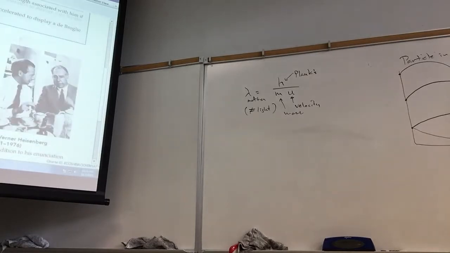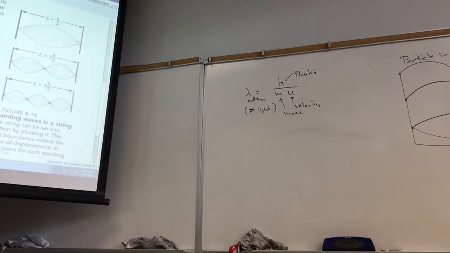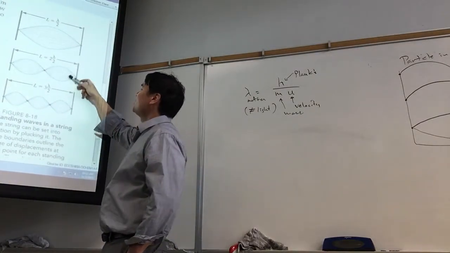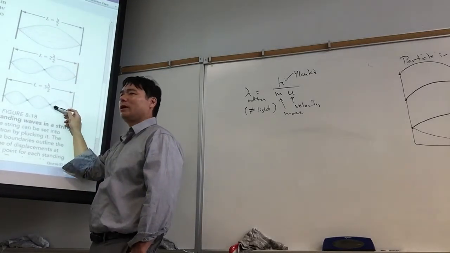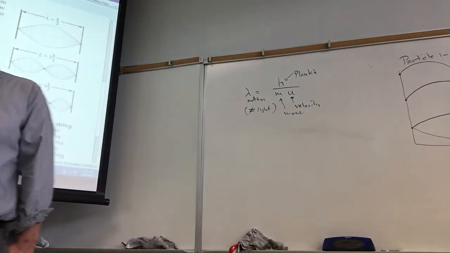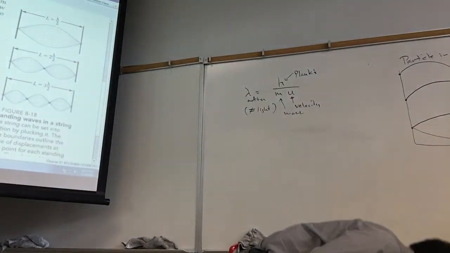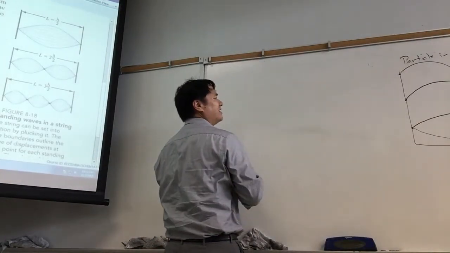Let me look for this diagram here. The first allowed energy is this, and then this is going to be a little higher in energy, but any energy between these two is going to be forbidden. The next allowed would be 3 half wavelengths here, 4 half wavelengths, etc. When we get to very high energies, this is what it looks like.